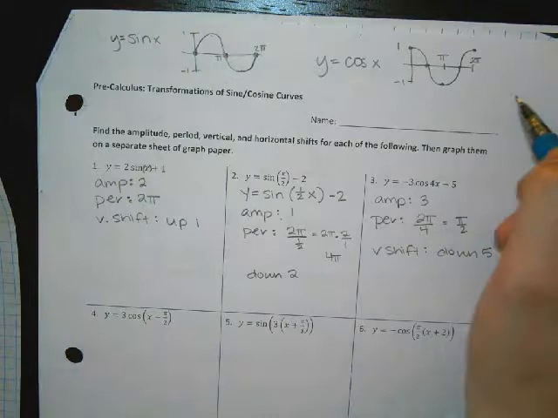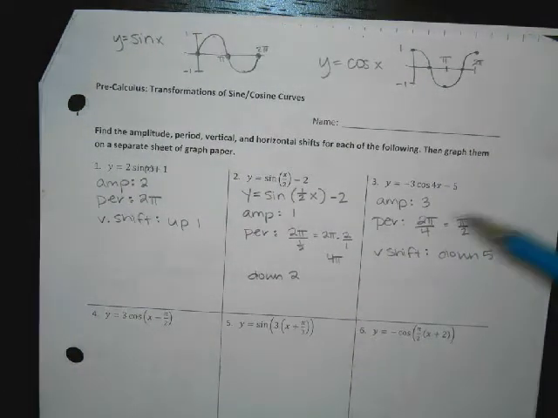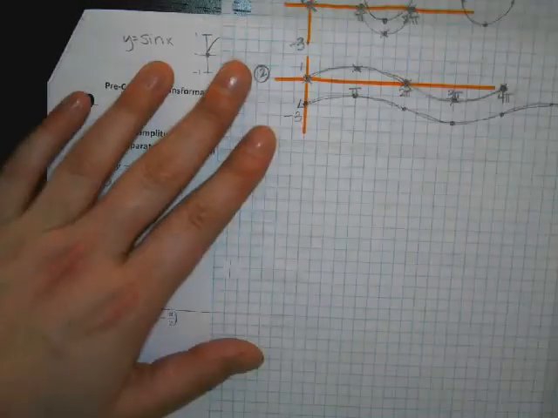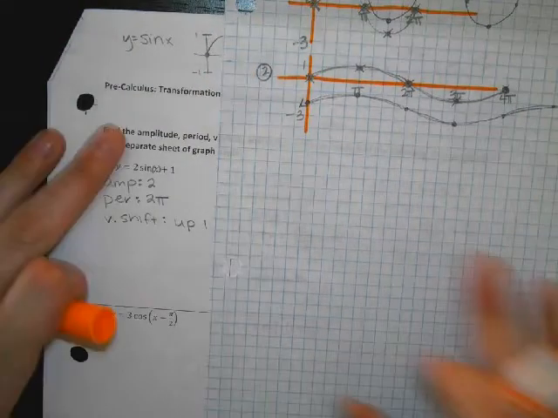So our cosine graph has an amplitude of 3, and it's shifted down 5. So this graph is going to have to use a lot of boxes, up and down. We're going to need a lot of boxes. We're mostly going to need boxes going down. So I'm going to go ahead and draw on my paper.